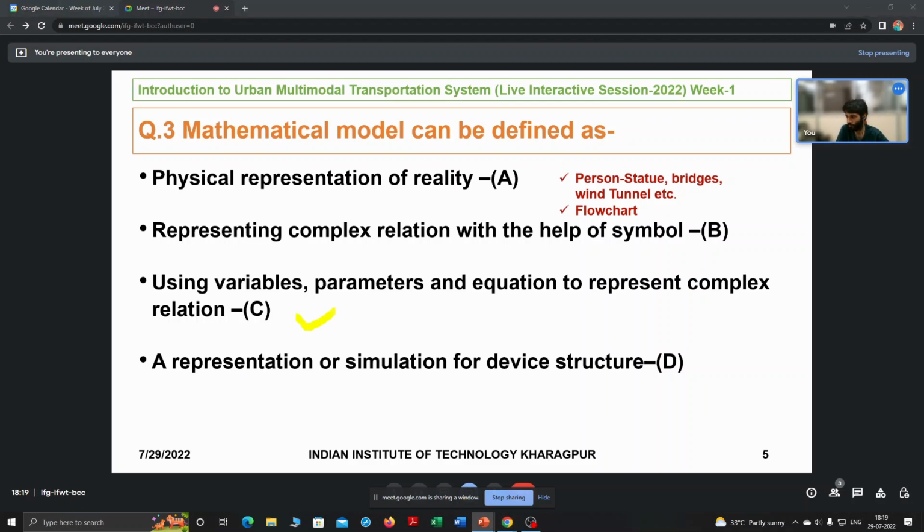Right? Now the fourth one we shall also discuss, which is the representation of simulation for device structure. Here we use computer simulation and we use simultaneous mathematical models, not one but a group of models, to represent a kind of physical scenario, right? That can be considered a simulation, a computer simulation model, and in the background they are also using the mathematical thing, right?